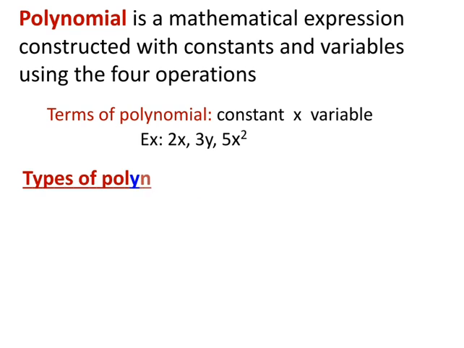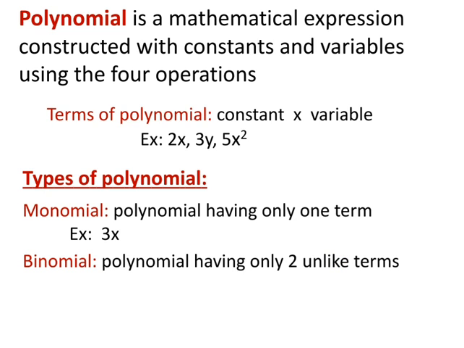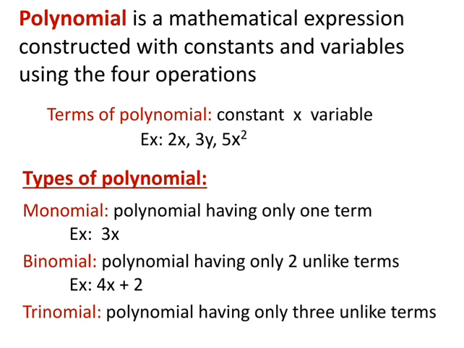Okay, types. First one, monomial: a polynomial having only one term. Example 3x. Then binomial: a polynomial having only two unlike terms. Example 4x plus 2. Then trinomial: a polynomial having only three unlike terms. Example 6x square plus 7x plus 5.